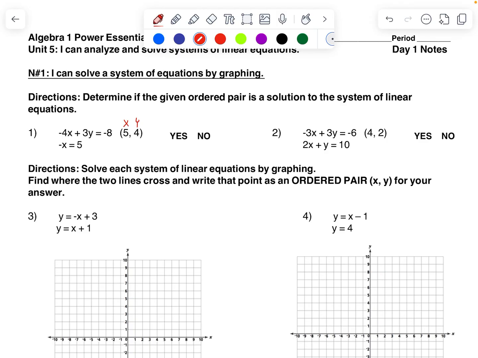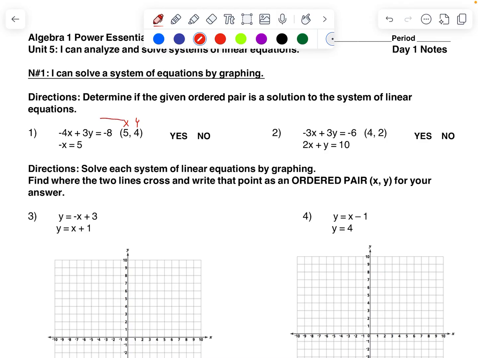Okay, if the left and right sides of the equation balance each other out, which means they equal each other, yes, they do form a solution. If they do not, if it doesn't work for both of them, it is not a solution. It has to work for both.